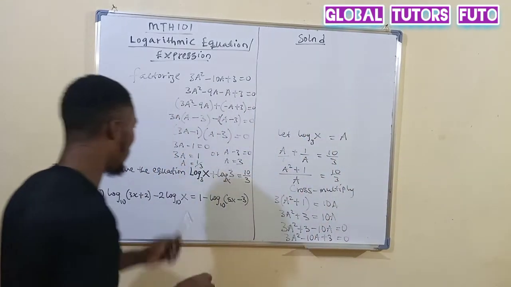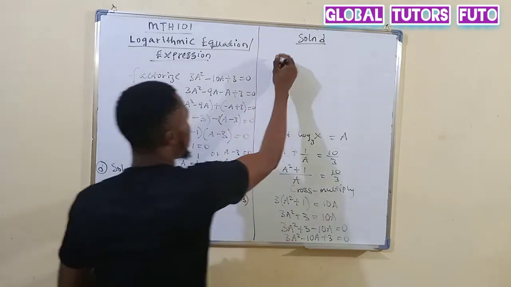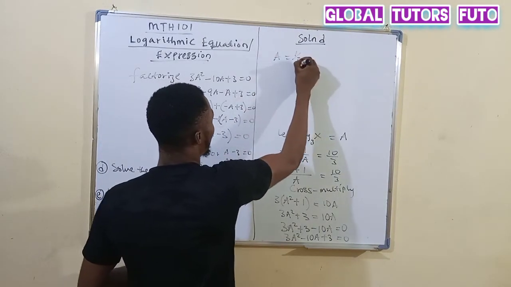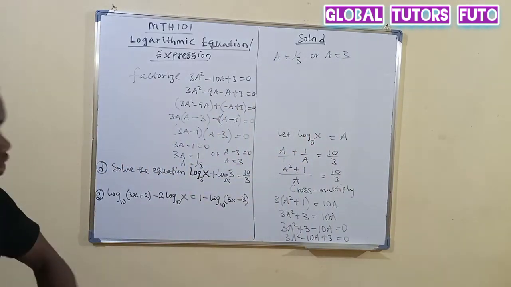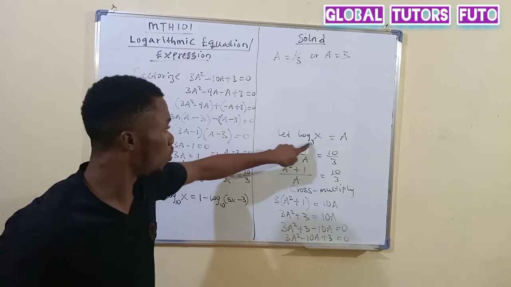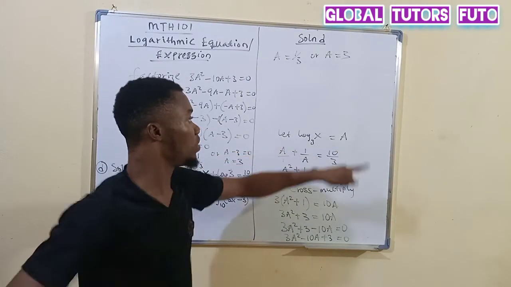So what do we have? We have that a is equal to 1 over 3, or a is equal to 3. So remember what we did? We said let log base 3 of x be equal to a. Let log base 3 of x be equal to a.